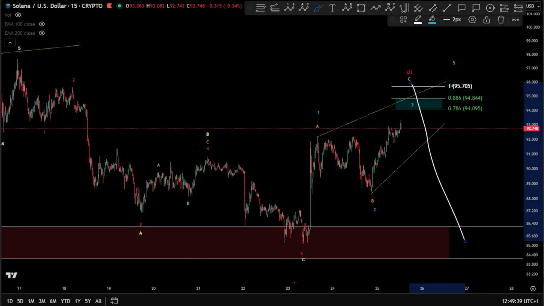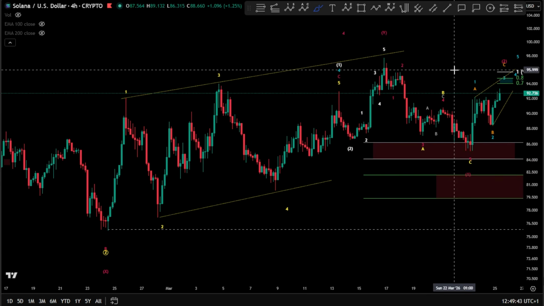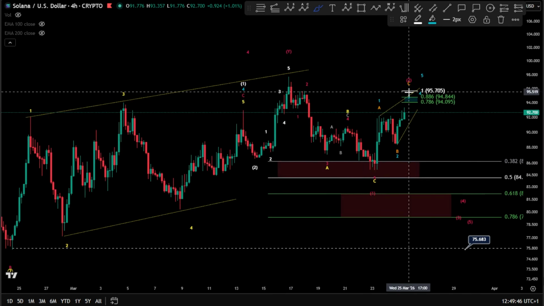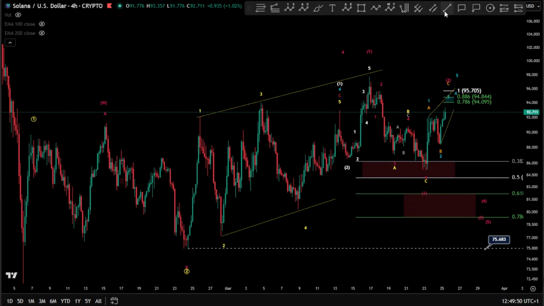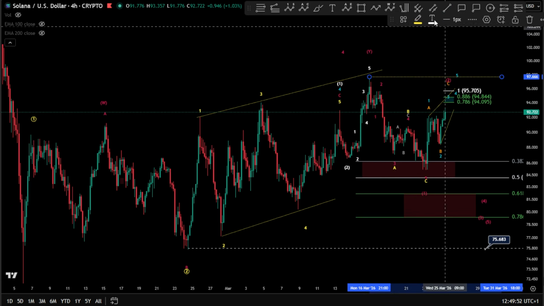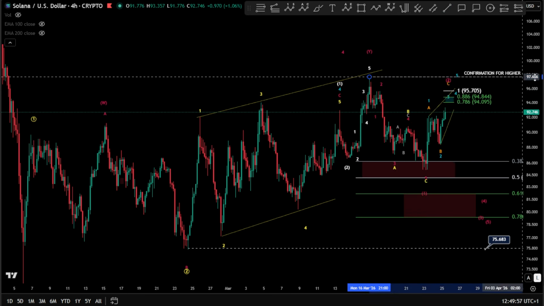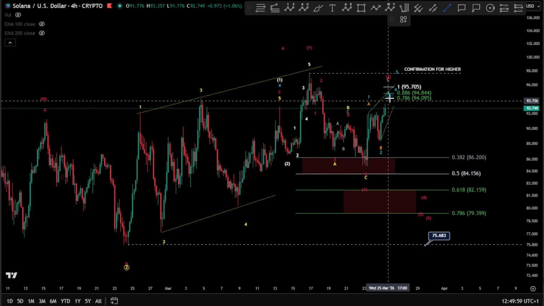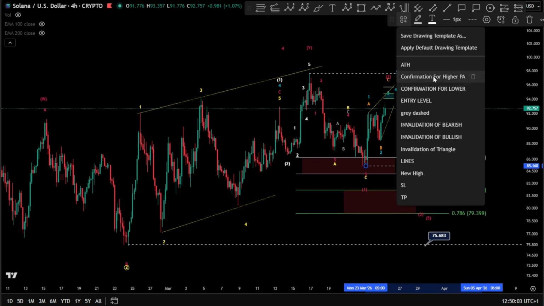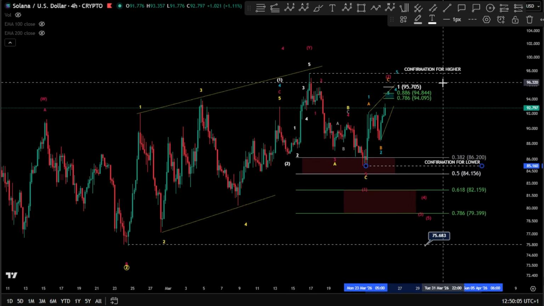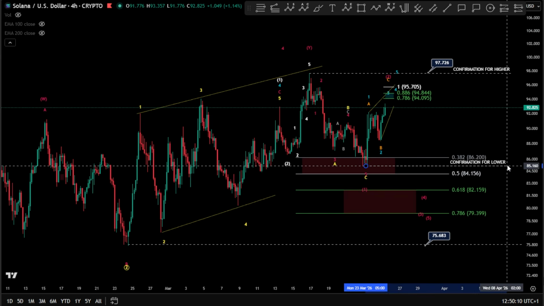It might push toward the downside, unless of course it overshoots the 1 to 1. Once we overshoot the 1 to 1 fib level, definitely we are bullish here, especially as a confirmation for a bull market, confirmation for higher. And if we are bearish, that means, of course, we're going to take this low as a confirmation for lower. So this is regarding Solana, and I'm going to follow this.